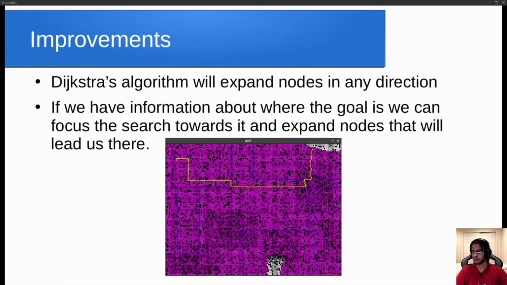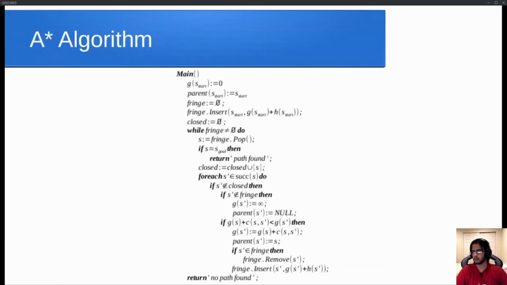But since we know where the goal node is when we start, at least sometimes, certainly for Micromouse we do, we want to see if we can change the numbers a bit so that when we pick nodes from the fringe, we're favoring the nodes that we think will get us closer to the goal. And that's what brings us to A star.